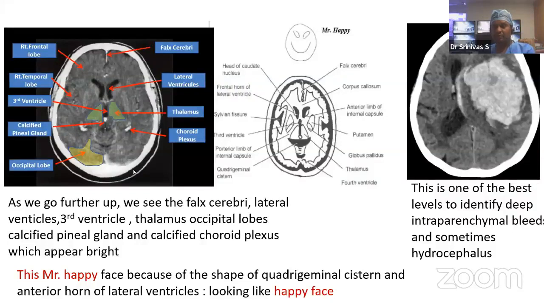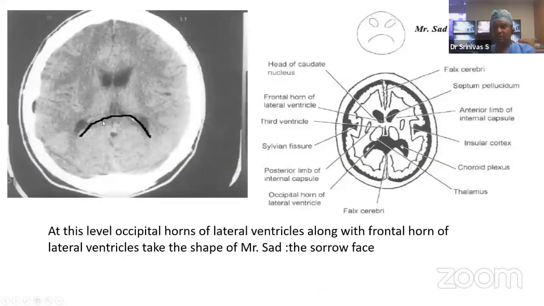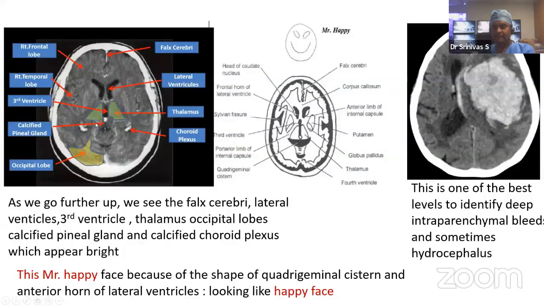When we go up a little further, we see the falx cerebri in the center, and the lateral ventricles beside the falx cerebri, and the third ventricle. Adjacent to the third ventricle, there are the thalamus and occipital lobes and the calcified pineal gland. This is not abnormal. This is normal. These are normal pineal glands, and these are calcified.